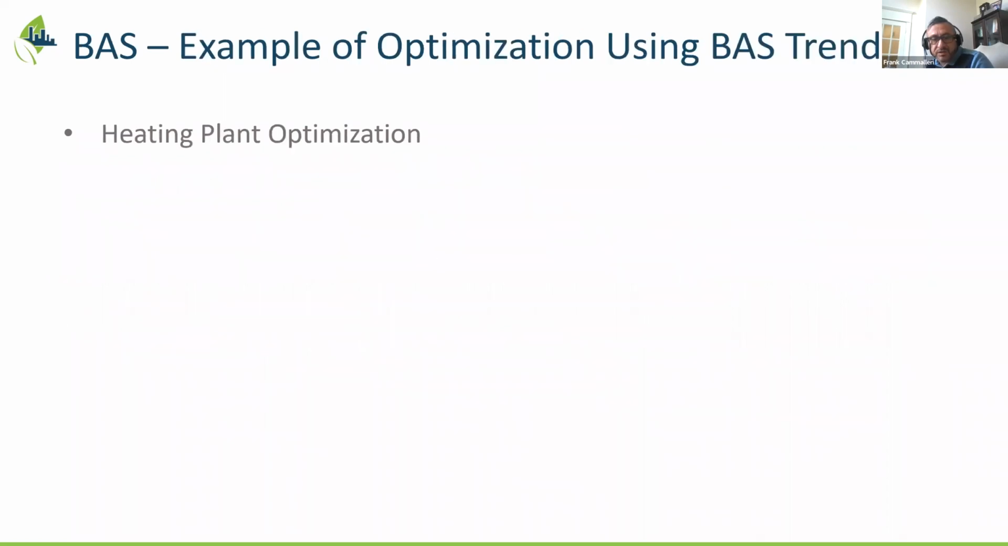So again, I promised an example of how to use optimization and how the processes can work using BAS trends. So I just want to talk a little bit about a heating plant optimization. This was instigated by a heating measure. Many folks over here have talked about measures on the panel, both from the industry as well as the municipalities.